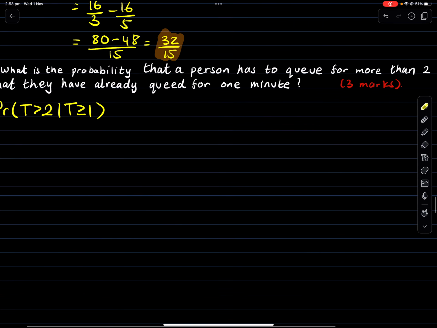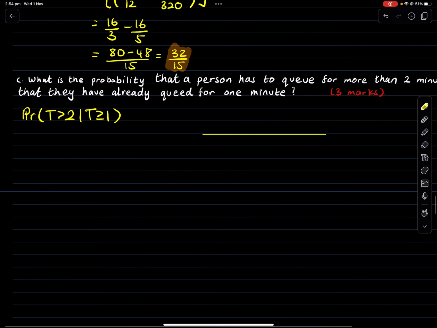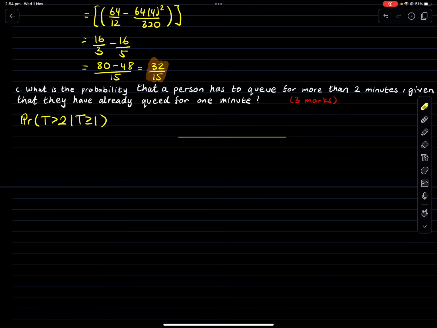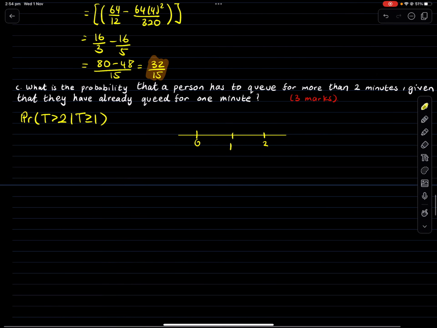Because if you think about it like this, if I draw a timeline, I feel like a lot of students would write t equals 1. Because if you write t equals 1, then there's no point of intersection. So let's say this is 2 minutes, this is 1 minute, and this is 0. Because it's time. More than 2 minutes is here, goes to infinity, given that they've already queued for 1 minute.